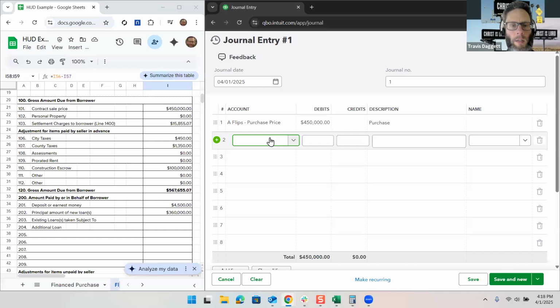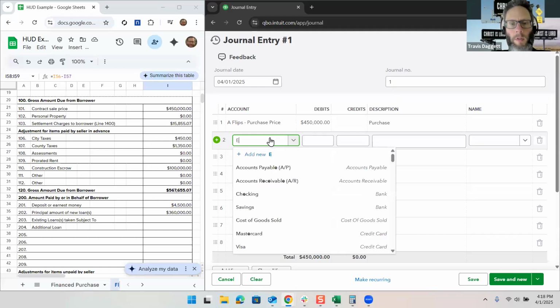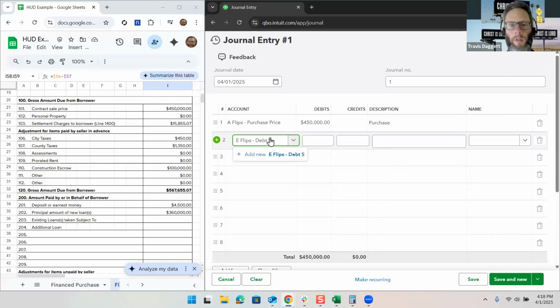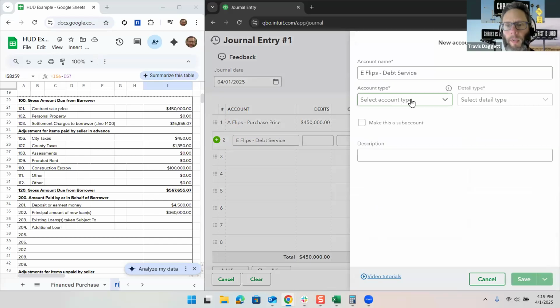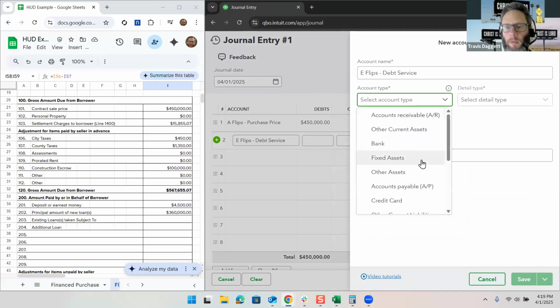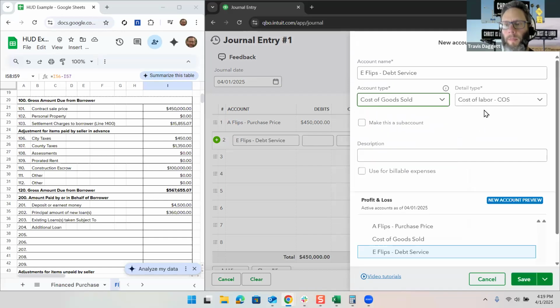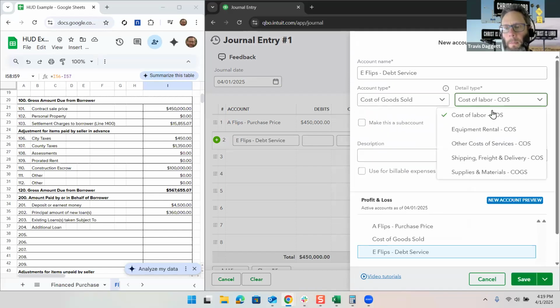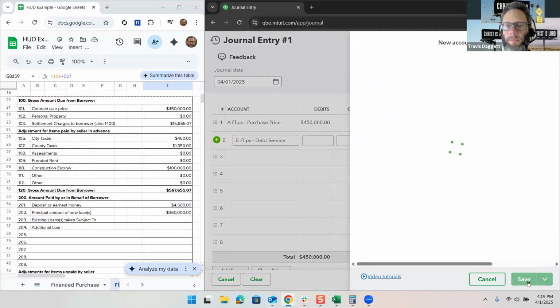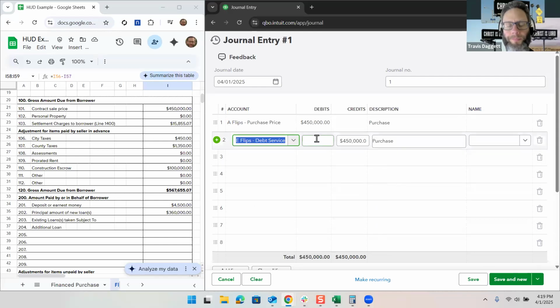And now we're going to use, of course, you can organize your chart of accounts however you want. We'll make this COGS as well. So in other words, we're booking everything on the P&L instead of the balance sheet, like we would with a long-term hold property.